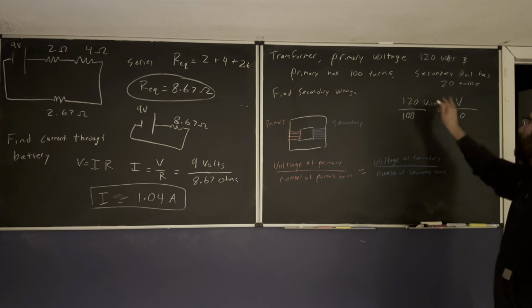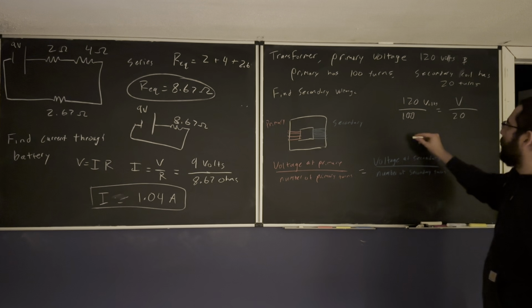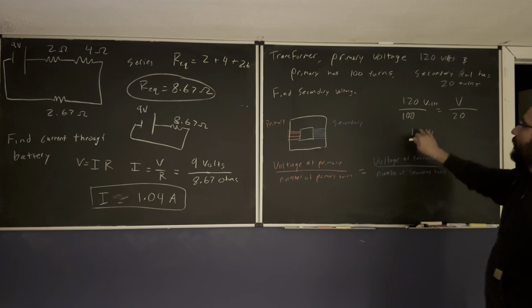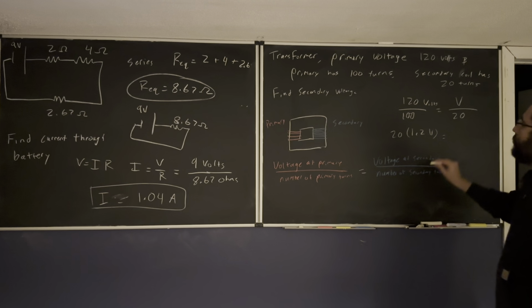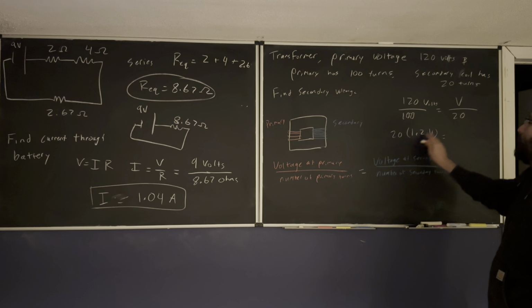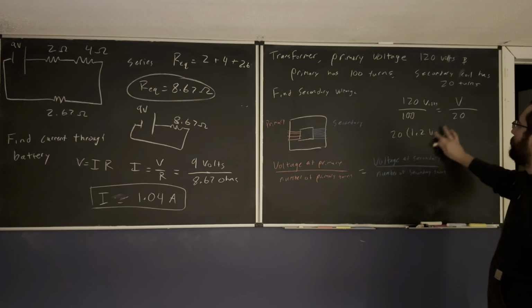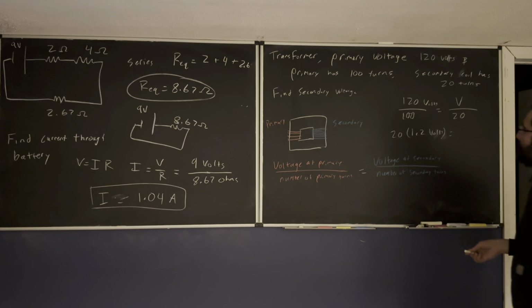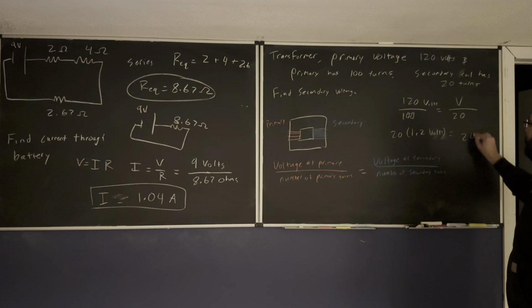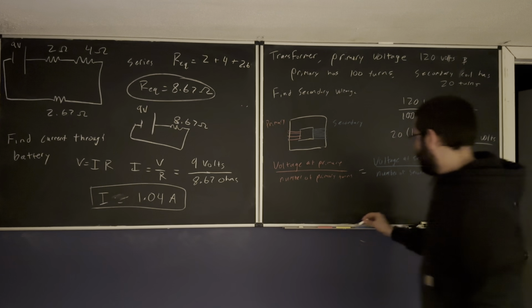So if you do the math here, 120 divided by 100 is 1.2 volts. You're going to take that times 20, and that's going to equal your voltage. So 20 times 1.2 volts comes out to 24. So that's the voltage of the secondary. And that's pretty much it.